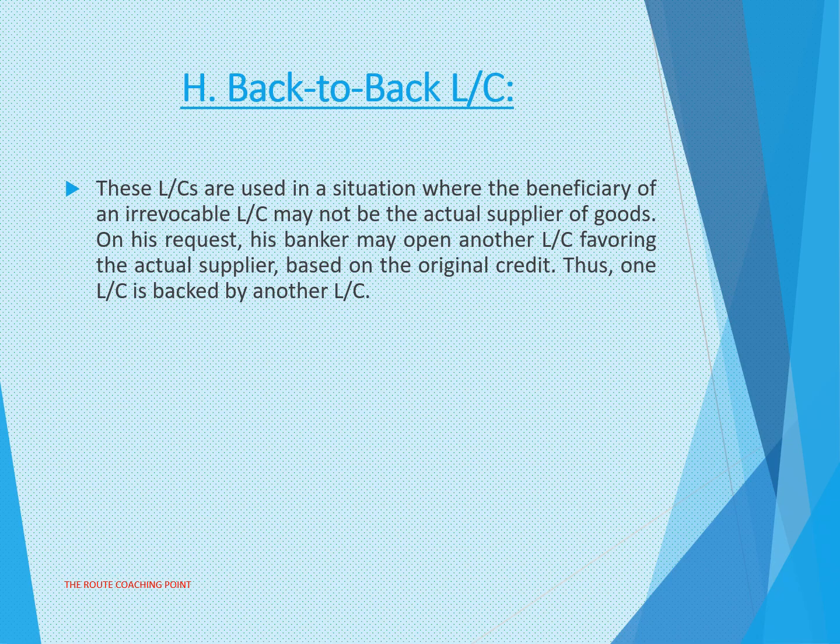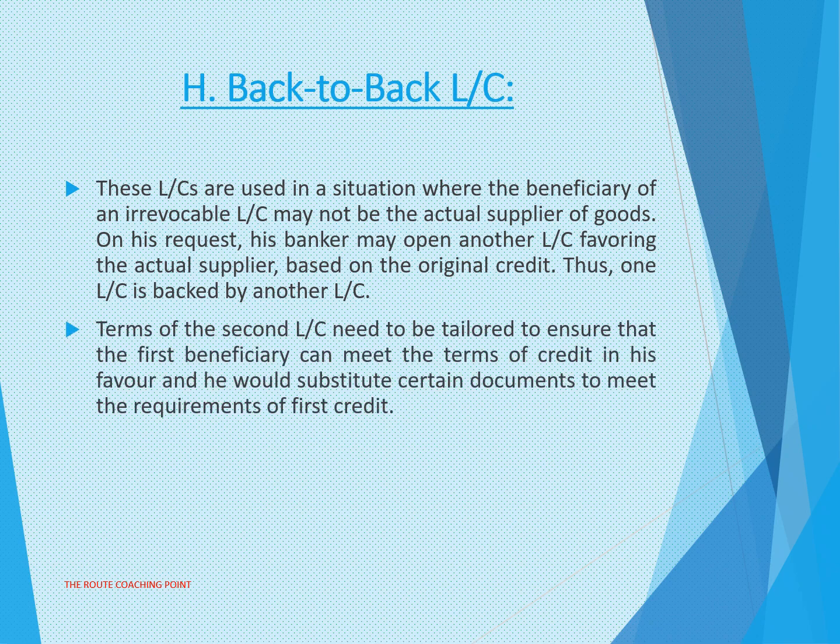Now back-to-back LC. These LCs are used in a situation where the beneficiary of the irrevocable LC may not be the actual supplier of goods. On his request, his banker may open another LC favoring the actual supplier based on the original credit. Thus, one LC is backed by another LC. Terms of the second LC need to be tailored to ensure that the first beneficiary can meet the terms of credit in his favor, and he would substitute certain documents to meet the requirement of the first credit.